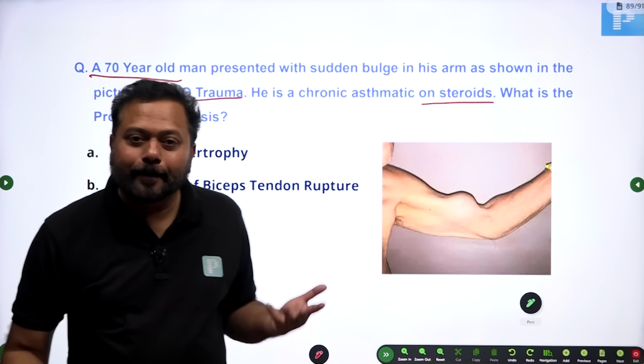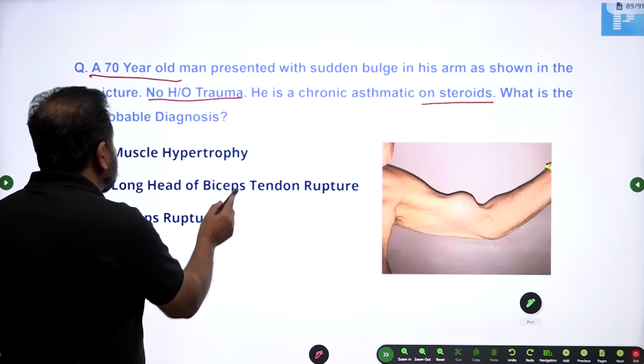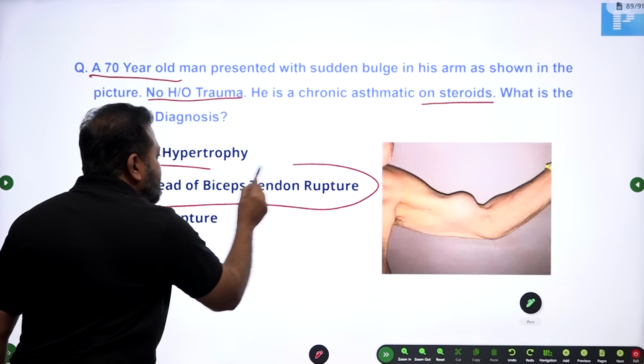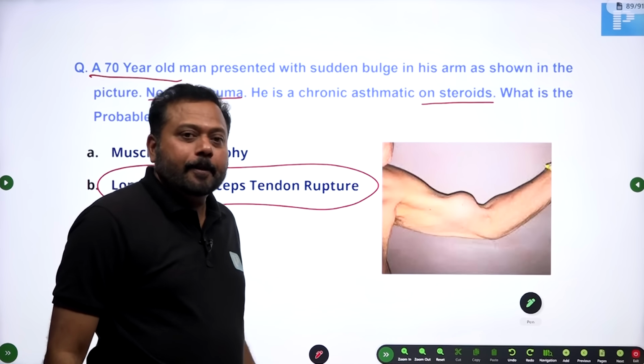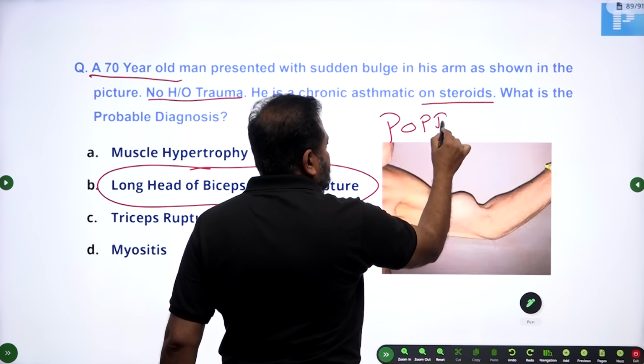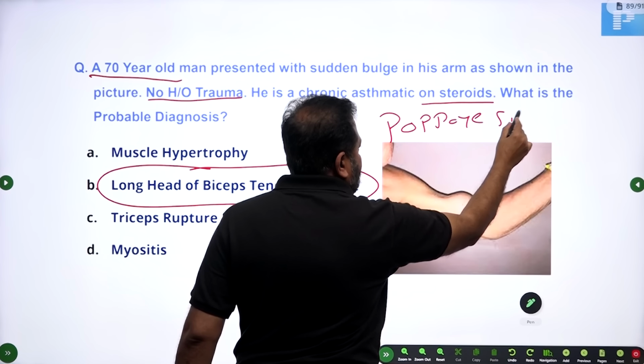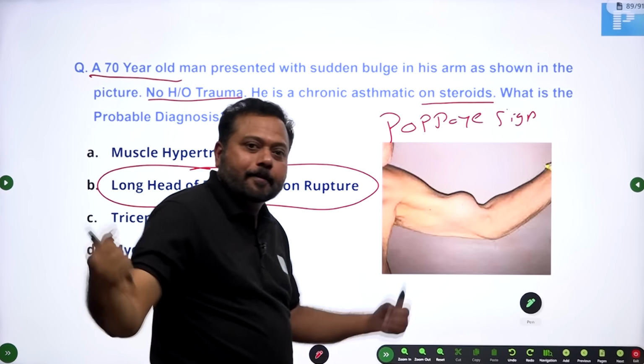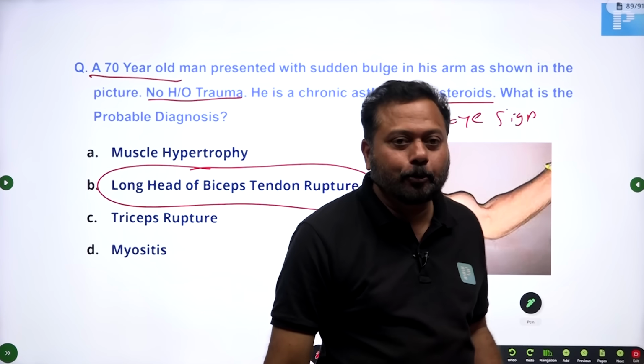Obviously, by this time all of you would have answered. This is the right answer: long head of biceps tendon rupture. This is called Popeye sign. Popeye, Popeye the sailor. You would have seen that in cartoons, no?